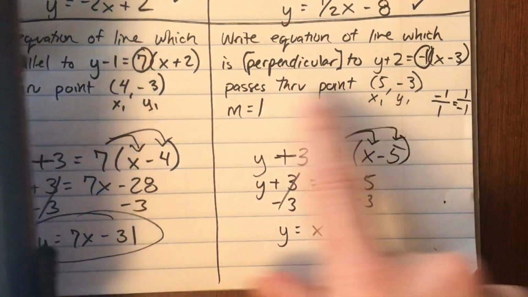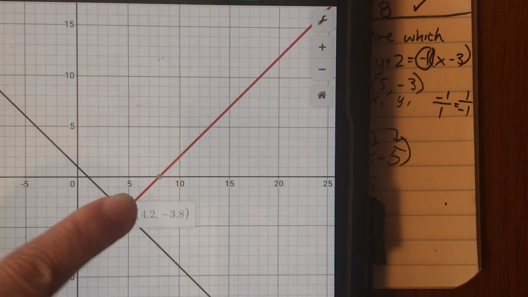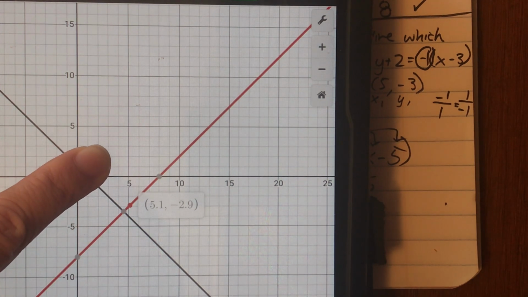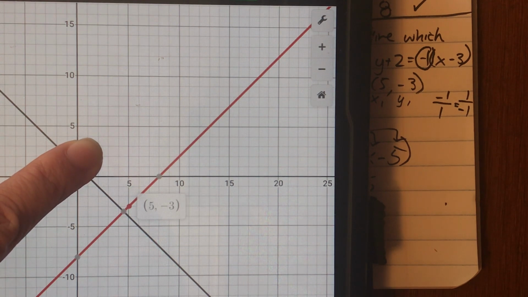And I forgot to check for the point in this last one. Does it go through 5, -3? If we go to 5 and down 3, you betcha that 5, -3 is a point on there. It's always hard on these devices. There we go. 5, -3. Hopefully you're convinced. There it is.